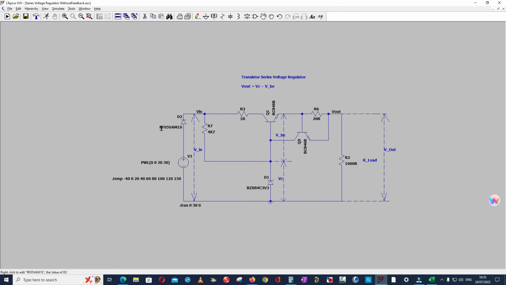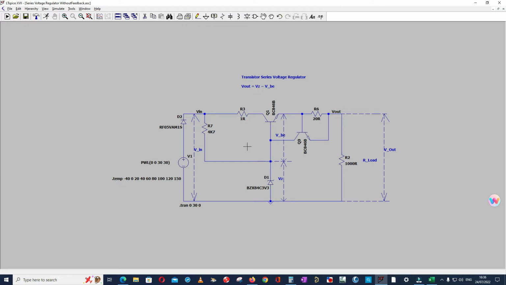So let me explain the functionality of the circuit. Just forget about the rest of this circuit, this is a very simple circuit. As you can see, this load R2 is connected across this transistor Q1 and the diode D1. This is a Zener diode, and the output voltage will depend on this Zener diode voltage and the base emitter voltage of Q1. So V output will be equal to this reference Zener voltage minus VBE.